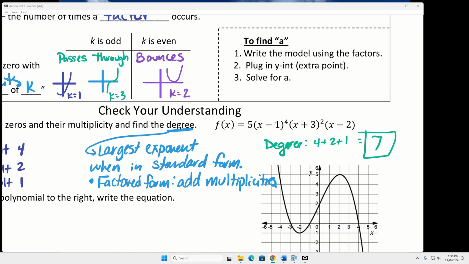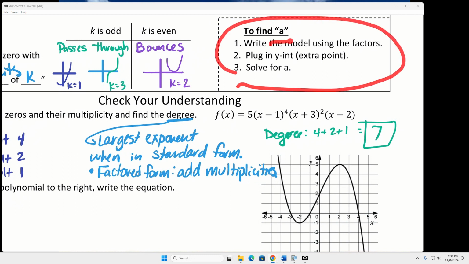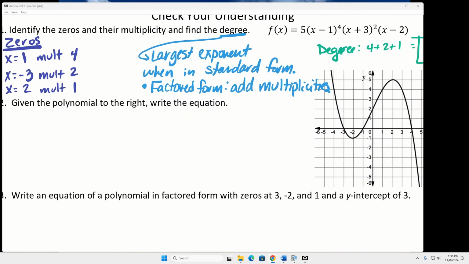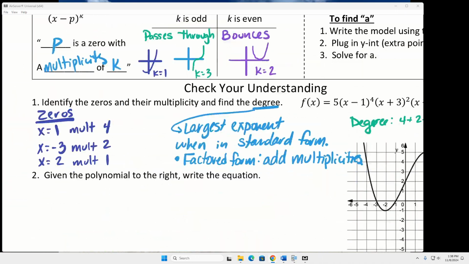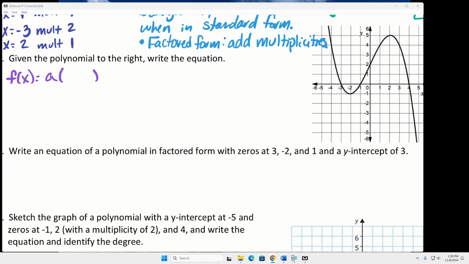Okay, another thing we're going to do, I think, on all the rest of these is find the equation of the polynomial function. And so this little box tells you the steps. We have to find a. And so our first step is to write the model using the factors, or write in factored form. Okay, so on 2, I'm going to call this one f of x. And so we always are going to start with f of x equals a. And then for each 0, or x-intercept, we're going to put a factor. So this one has 3 zeros, so we're going to have 3 factors.